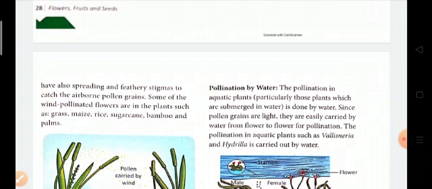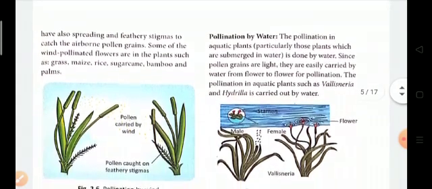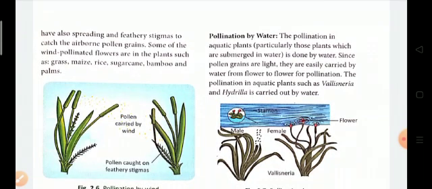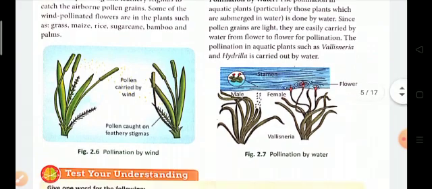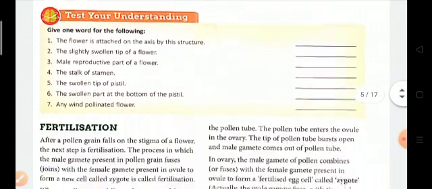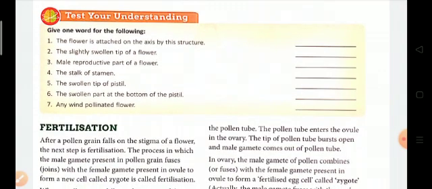Some of the wind pollinated flowers are in plants such as grass, maize, rice, sugarcane, bamboo and palm. Pollination by water. Pollination in aquatic plants, submerged plants, the plants under the water, is shown here as water pollination. The pollen grains are easily carried by water from flower to flower for pollination. Examples of water pollination are Vallisneria and hydrilla.